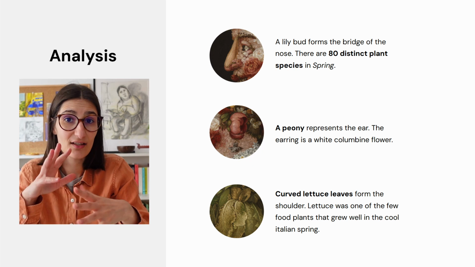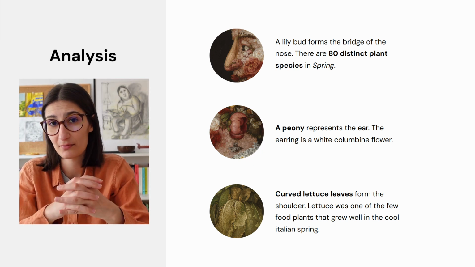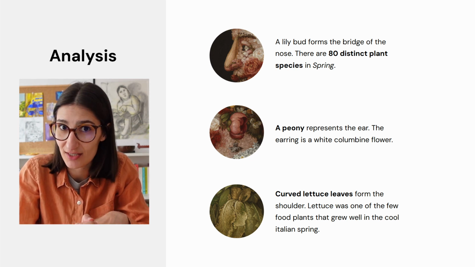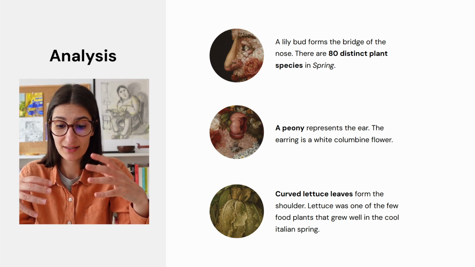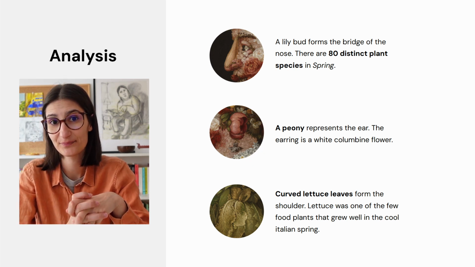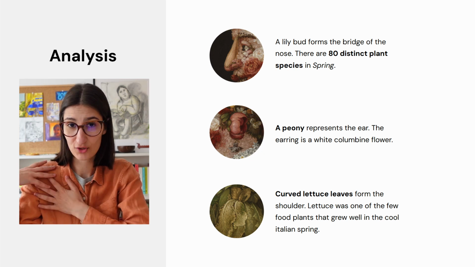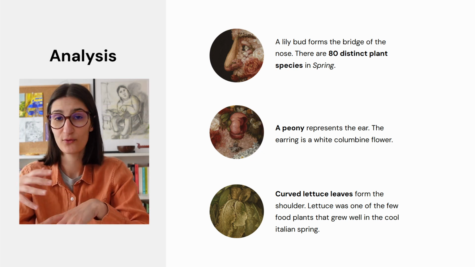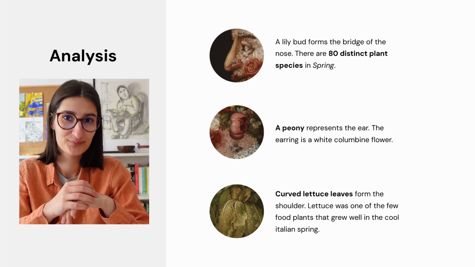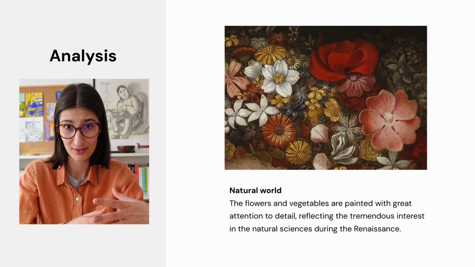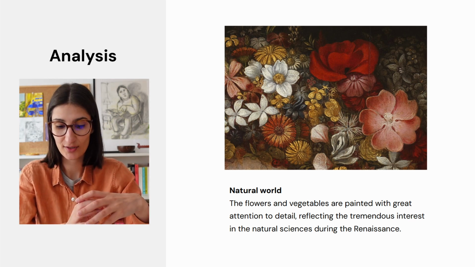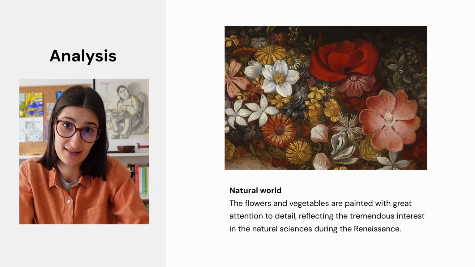Now let's analyze three elements. A lily bud forms the bridge of the nose, and there are 80 distinct plant species in Spring. A peony represents the ear, and the earring is a white columbine flower. Curved lettuce leaves form the shoulder. Lettuce was one of the few food plants that grew well in the cool Italian spring. The flowers and vegetables are painted with great attention to detail, reflecting the tremendous interest in natural sciences during the Renaissance.